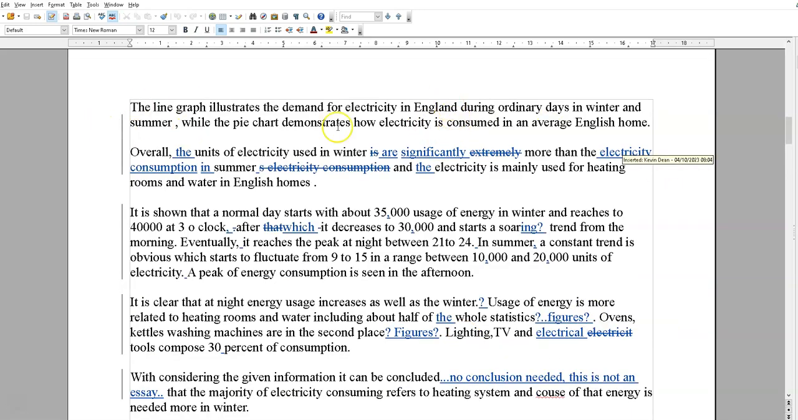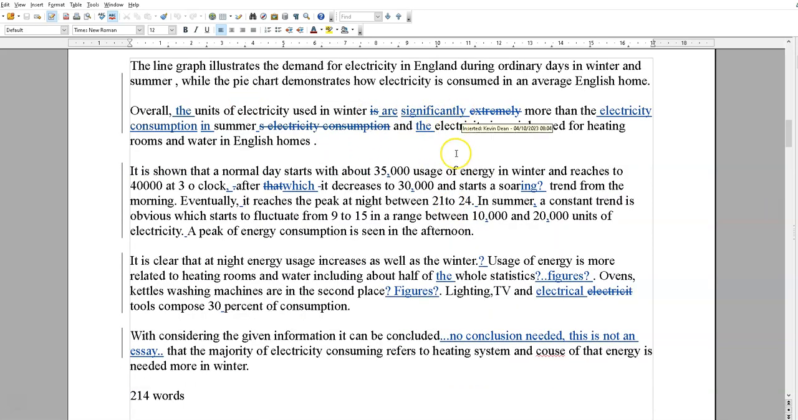England, okay, English home, that's good. Extremely, significantly, considerably, that's better. Electricity consumption in summer, not summer's electricity consumption, because summer cannot consume electricity. Electricity is mainly used for heating rooms. So the electricity, because it's specifically electricity that's being used for heating. So you need an article there. So that's not so bad, not so bad.